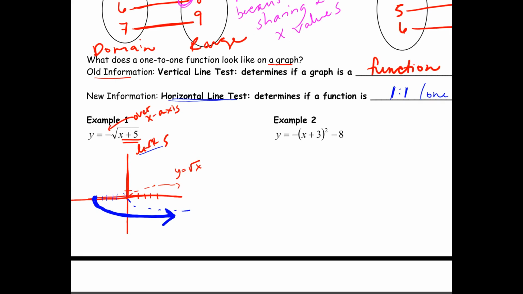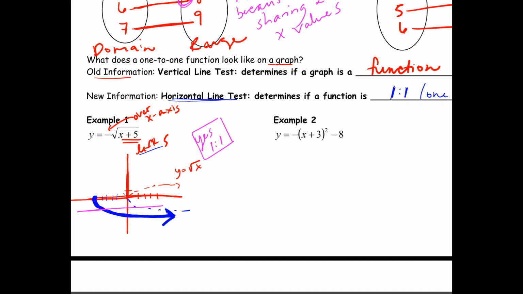All right, guys. So first of all, is this a function? Yes, it passes the vertical line test. Is it one-to-one? If I draw a horizontal line, it only crosses the graph once. So yes, this would be an example of a one-to-one, meaning that when I find the inverse, that inverse will also be a function.